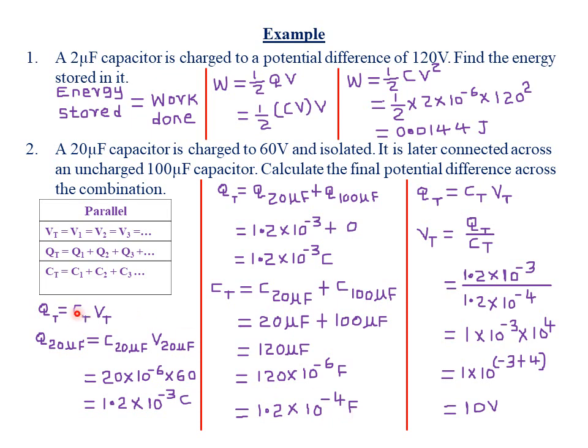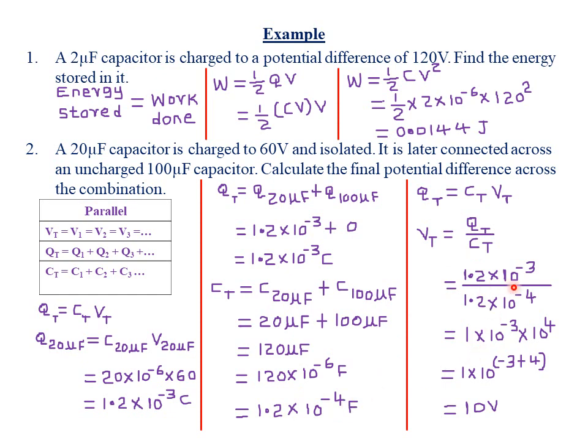Now once we have the total capacitance and the total charge, we can easily compute the total potential difference across the combination. Again, we know that Q total is equal to C total times V total. So to get V total, we make it the subject of the formula by dividing both sides by C total. V total is equal to the total charge divided by the total capacitance. The total charge through the combination, which we already computed, is 1.2 times 10 power negative 3 coulomb, divided by the total capacitance, which is 1.2 times 10 power negative 4 farad.